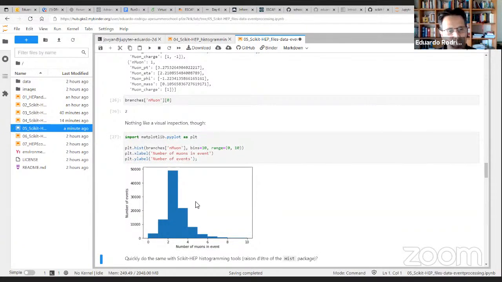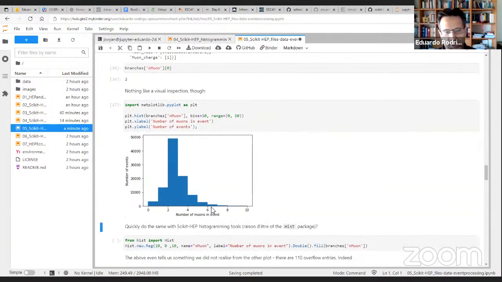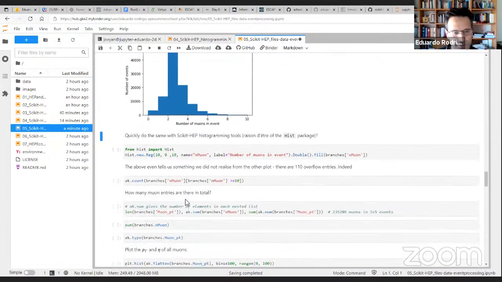So you can have a look at events. Indeed, now you finally visualize in a proper way, nothing like a plot, that the number of muons per event is varying quite a lot. Immediately there's most of the time 2 or 3, but still.